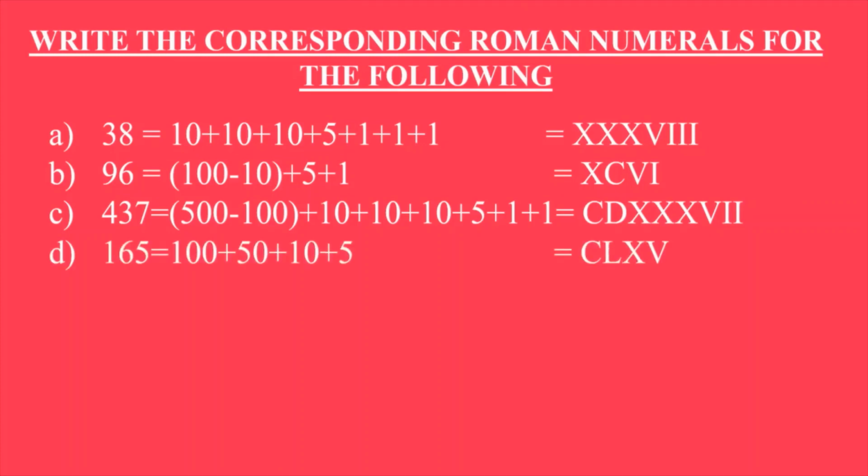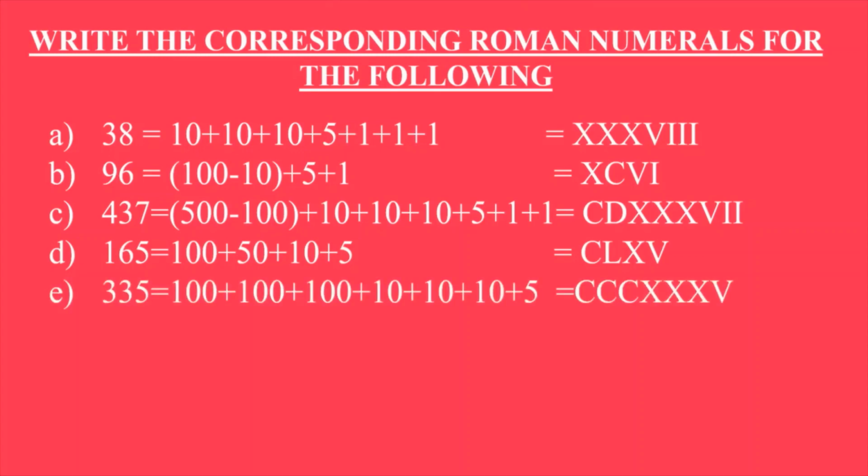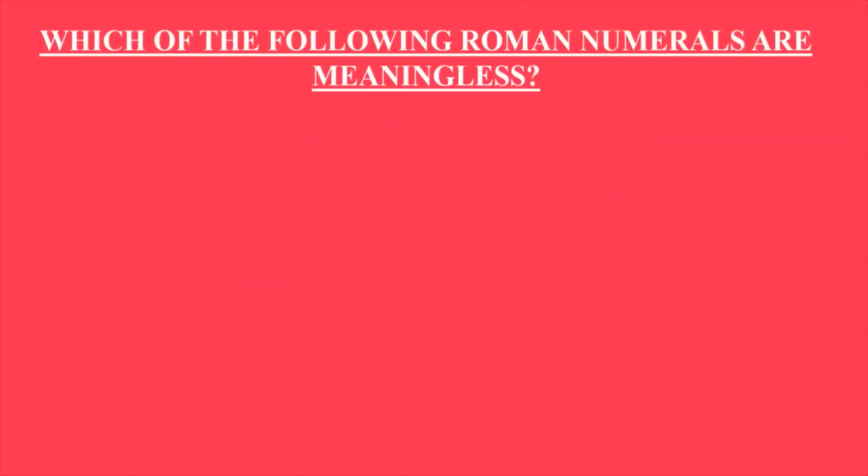165. 100 plus 50 plus 10 plus 5. So we write it as CLXV. Next one, 335. So 3 times 100 plus 10 plus 10 plus 10 plus 5. So we write it as CCCXXXV.